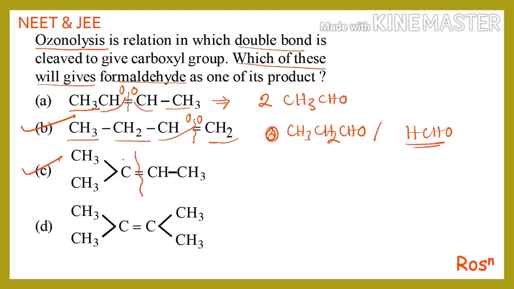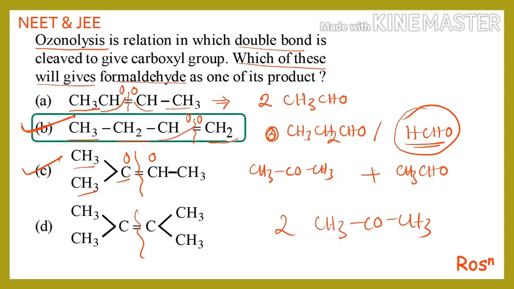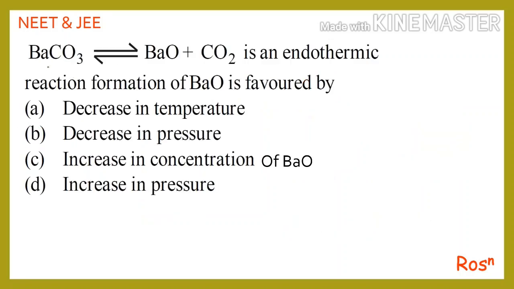Here divide the double bond and join O's. That means CH3COCH3, acetone, and CH3CHO. And what is the product here? 2 moles of CH3COCH3. Clear? So where do we get the formaldehyde? From option B. So B is the right answer. Clear?